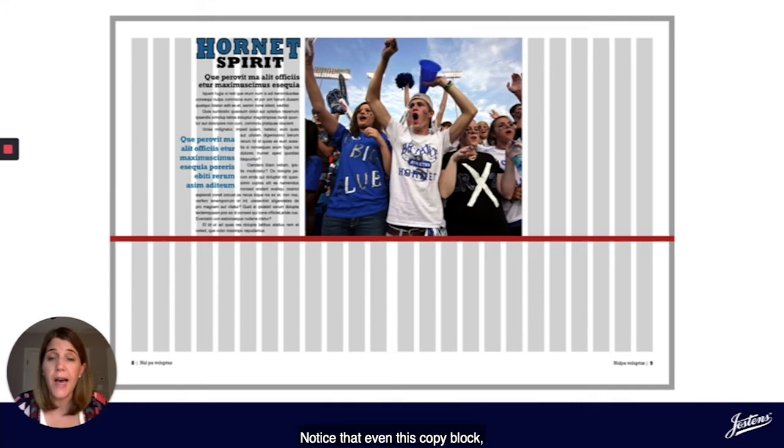Notice that even this copy block, all of the content starts and ends on my columns, and notice that it's sitting right on my eye line. So that helps to establish a consistent internal margin of 1 pica between everything.